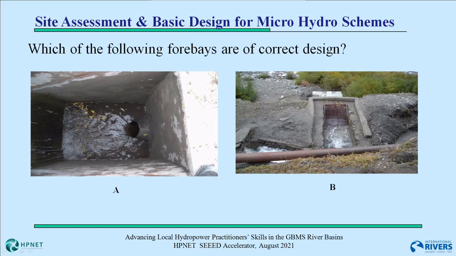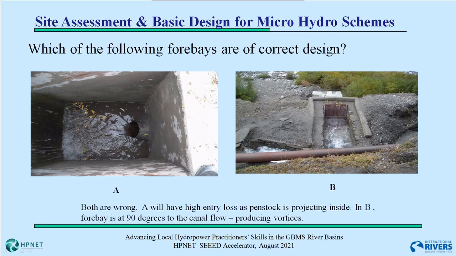Which of the following designs is of correct type, A or B? Both are wrong. Design A will have a high entry loss as the penstock is projecting inside. In design B, the forebay is at 90 degrees to the canal flow. This will produce vortices, as you can see in the picture.